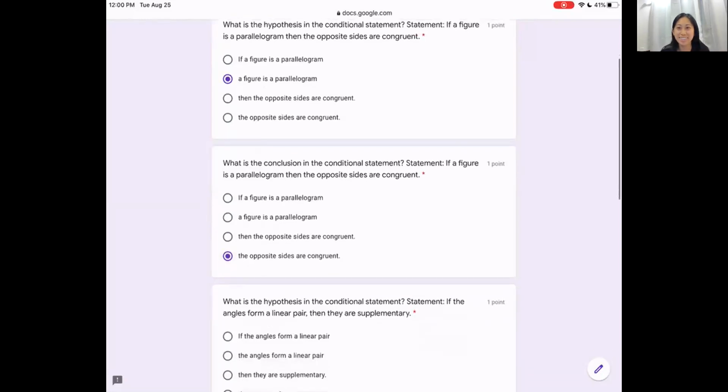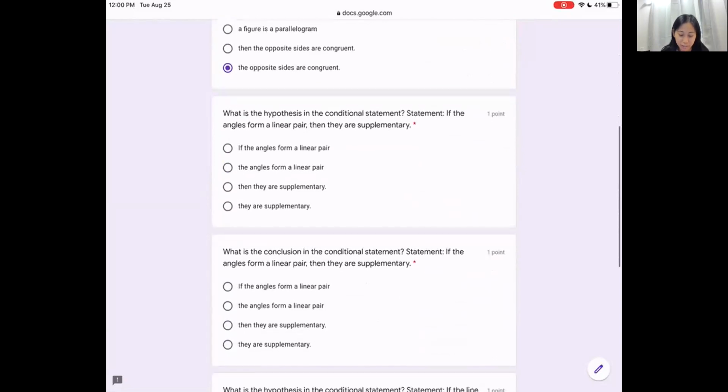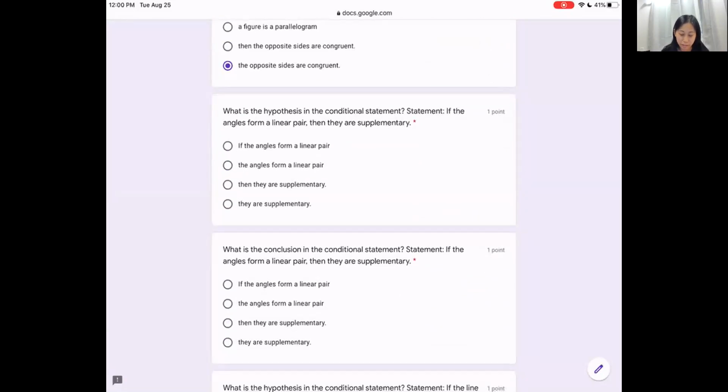All right, sounds like a no. Let's keep going. What is the hypothesis in the conditional statement? Statement: if the angles form a linear pair, then they are supplementary. What's the hypothesis? If the angles form a linear pair. Good, except we don't want to use the word if. So exactly everything you said except for the word if. So the angles form a linear pair. It's the first half of it minus the word if.